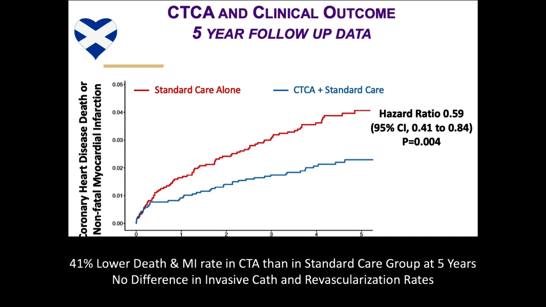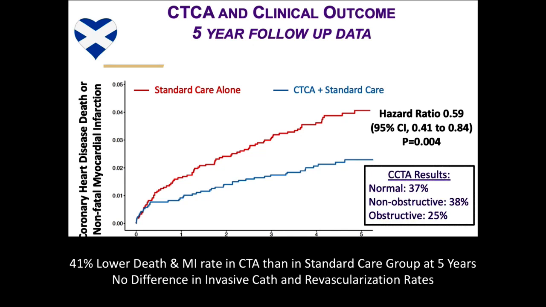They found no difference in invasive cath and revascularization rates at 5 years in this trial. Early on, there was a slight increase in revascularization rates, but that evened out at 5 years. And I think one of the interesting points is they found that among those that went to CTA, a large proportion had non-obstructive disease. So about 38% had non-obstructive disease, and then 37% had normal, and then the remaining were obstructive. So again, the providers in this trial were given the CTA results, and then they were given recommendations on what to do with the results.